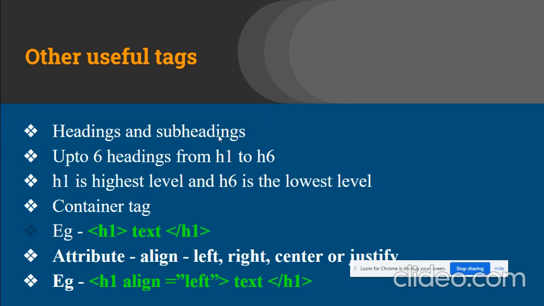Up to 6 headings you can have. 6 sizes of headings you can have, from H1 to H6. H1 is the highest level. That is, the text will be very big. That is the first heading, and H6 is the lowest level. The text will be smaller in size.